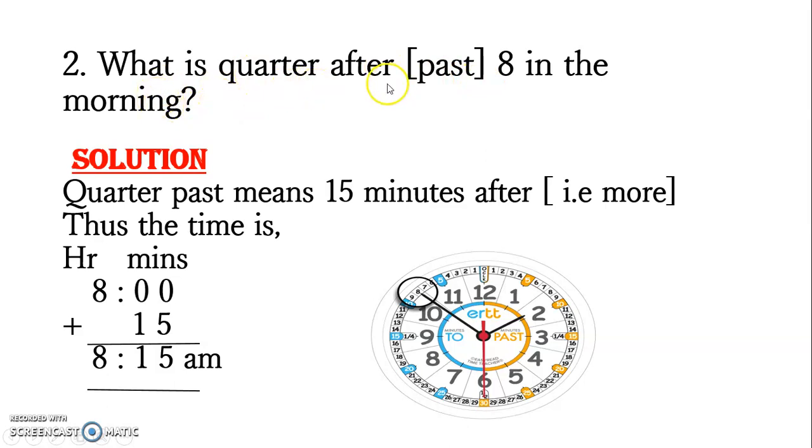Example 2. It says, what is quarter past or quarter after in the morning? What is quarter after in the morning? So quarter after also means quarter past, which is this region, minutes past or quarter past.